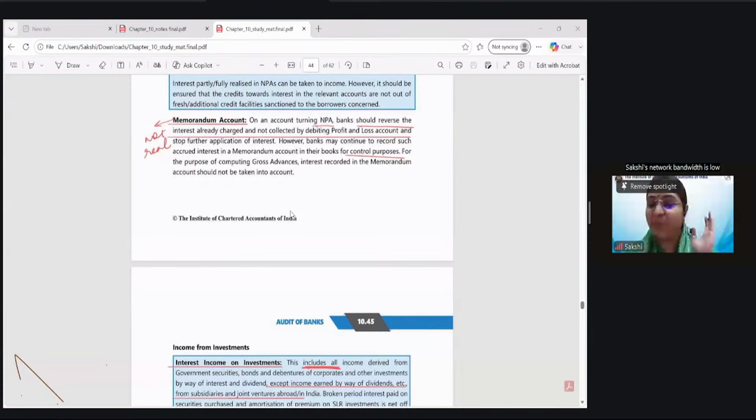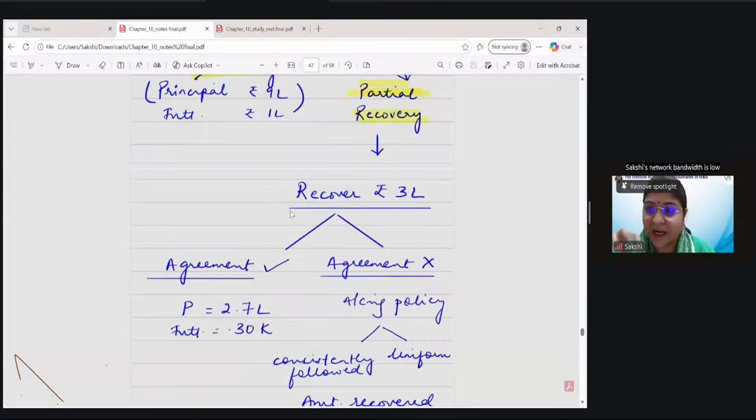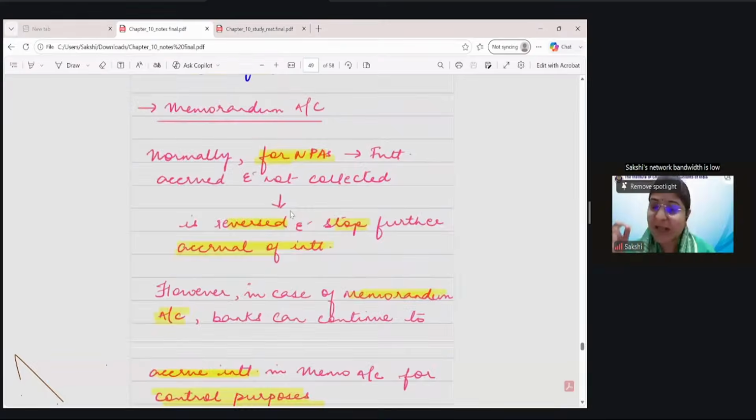However, in case of memorandum accounts, since it is a dummy account, the banks can continue to accrue the interest in the memorandum account for control purposes. What control? NPA controlling purpose. But they say that for taking this, gross advance is your advance plus interest accrued.